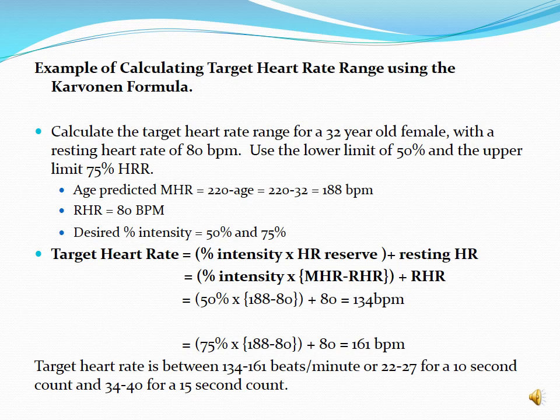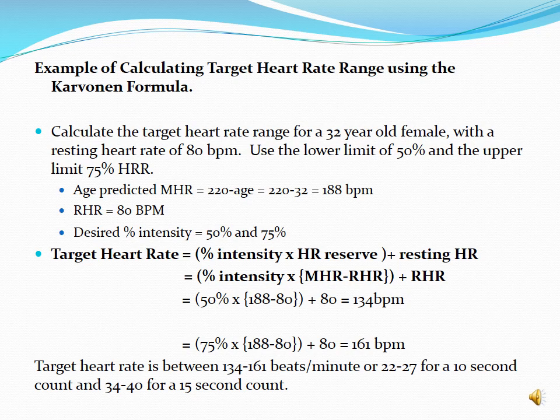So this is going to give her 161 beats per minute, and there you have your answer. So I would say to my client, I want you exercising between 50 and 75% of your heart rate reserve. So when you're doing your cardiovascular exercise, I want your heart rate to be between 134 to 161 beats per minute. Or we can do a 10-second count.